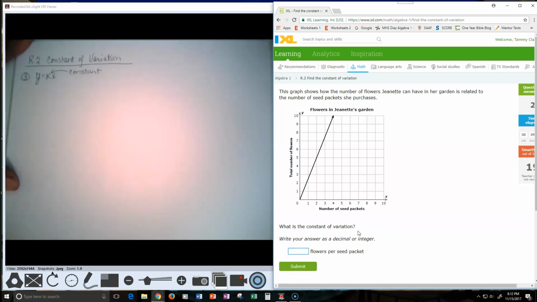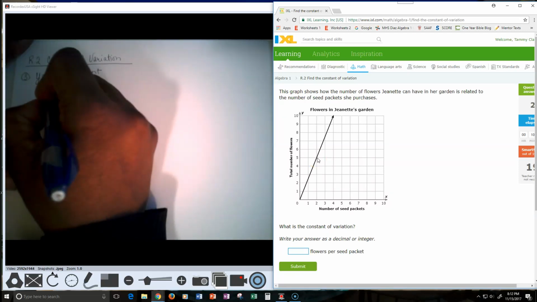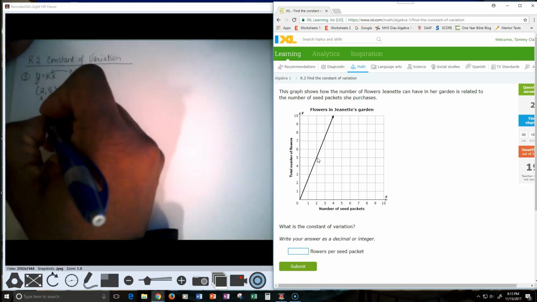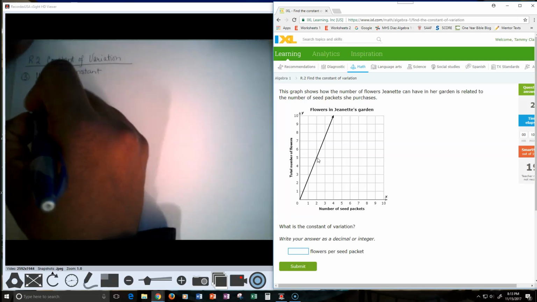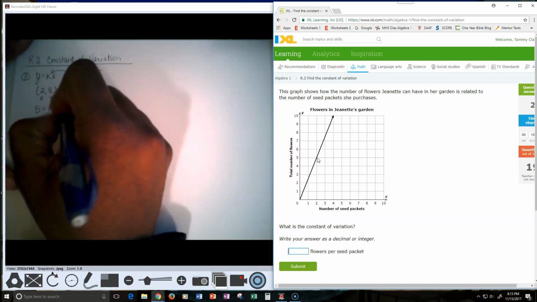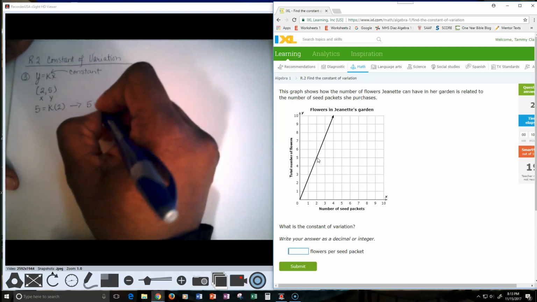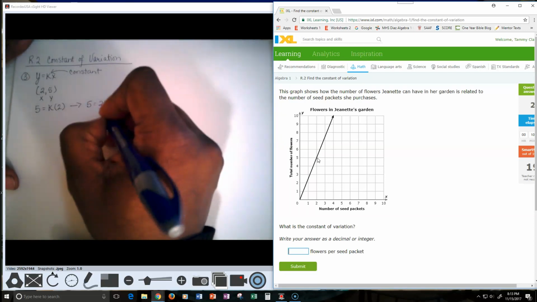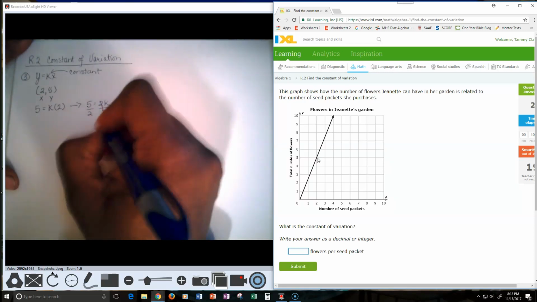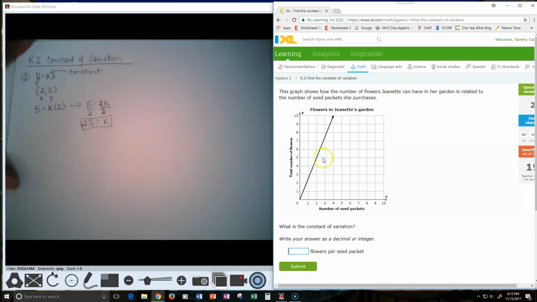We know that Y is equal to K, which is the constant, and that's what we're trying to find. Let's pick an ordered pair, 2, 5. 2 is the X, 5 is the Y. Replace Y and X, so Y is now 5 is equal to K multiplied by 2. Rewrite it if you need to. So that's 5 is equal to 2K. Divide by 2 on both sides of the equation. Therefore, K is equal to 2. That would be your answer.